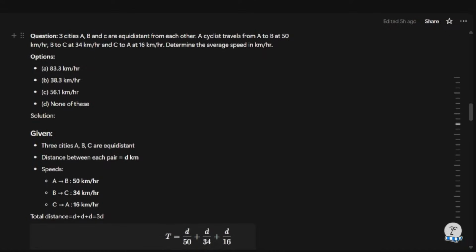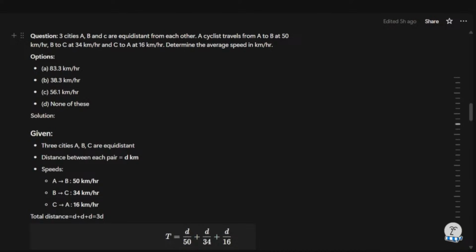Over here, they say that there are three cities A, B, and C, which are equidistant from each other. So we'll assume that the distance between each of them is D. Your cyclist travels from A to B at 50 kilometers per hour, B to C at 34 kilometers per hour, and C to A at 16 kilometers per hour. We need to find the average speed in kilometers per hour.